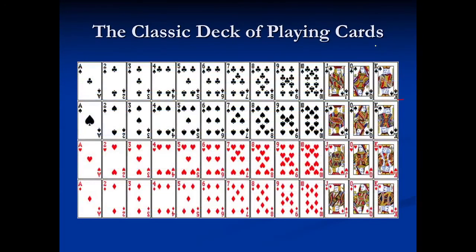Who's familiar here with playing cards? How many? 52. Okay, let me write that down. There are 52 playing cards. So take note of this. The total number of cards is 52. So I will have n of S is equal to 52.